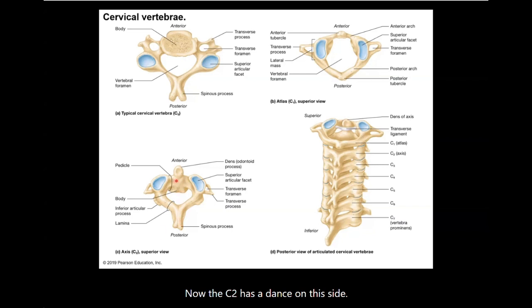Now, the C2 has a dens on this side, okay? But it has a body on the bottom side, okay? So it doesn't have a full body like all the other cervical vertebra. It has a dens and it has a body here at the bottom, okay? And then does C2 have a spinous process? Yes, and then it also has a transverse process, these two on the sides, right? And then the rest are going to be C3, C4, C5. They're going to look like this one here, okay?